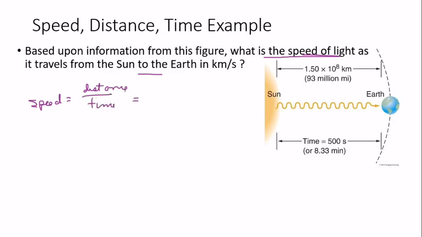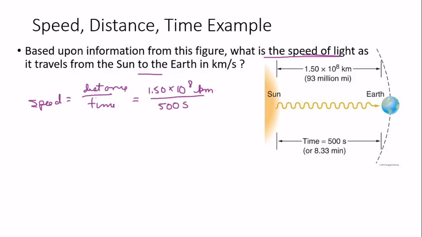And let's look over in the diagram to see if we can come up with a distance. I can have a distance of 1.50 times 10 to the 8th kilometers. Now this is a number packed up in scientific notation. Distance divided by time. Time we have is 500 seconds. Great. We can do that because we're supposed to come up with the speed in kilometers per second.